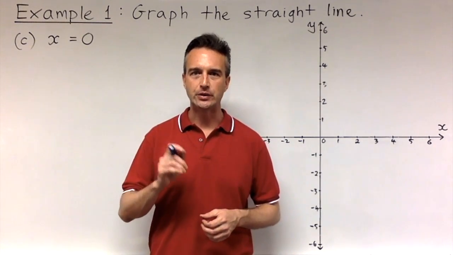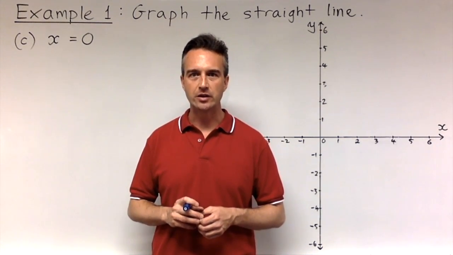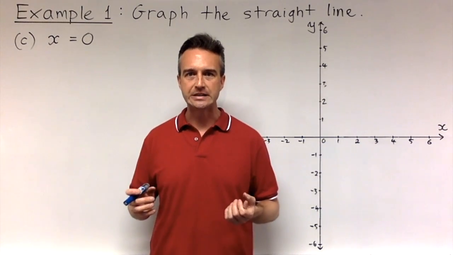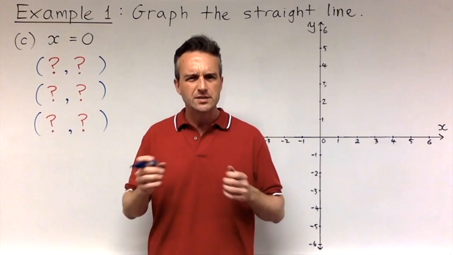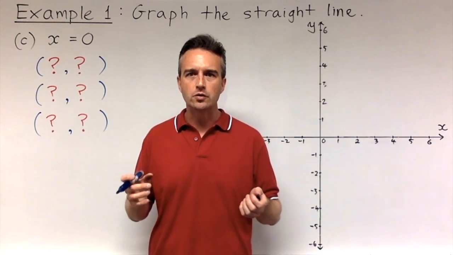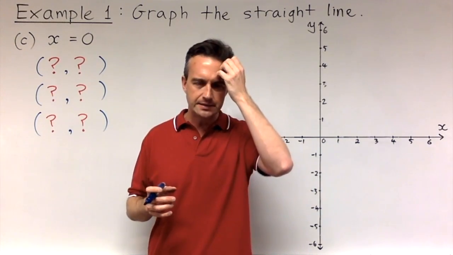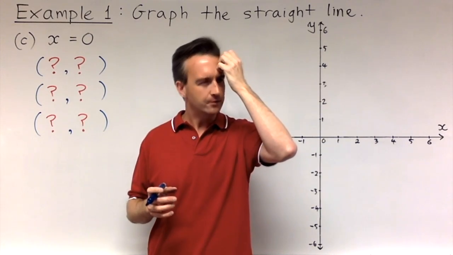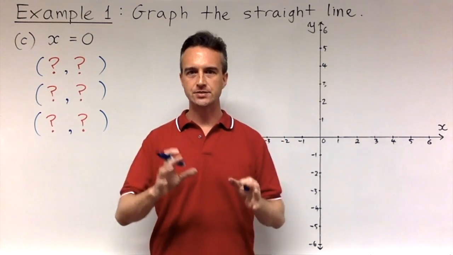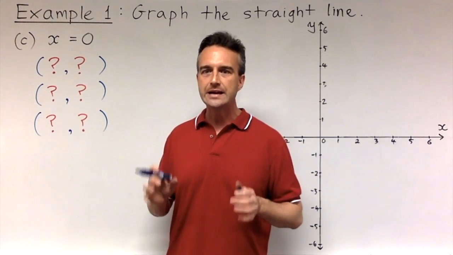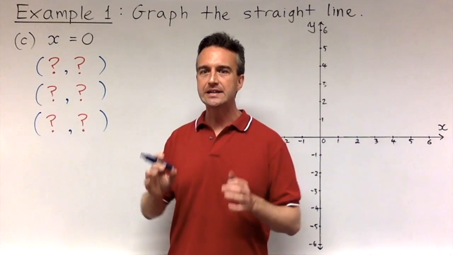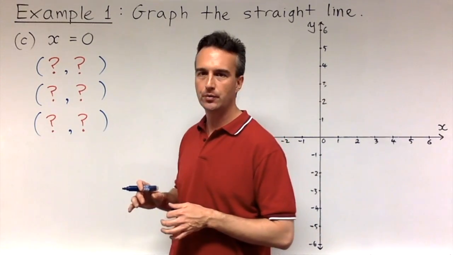This one's an interesting one. Let's graph the straight line given by the equation x equals 0. Let's find our 3 points as we've been doing. So is this going to be a vertical line or a horizontal line? X equals something, y equals something, I can't remember. It's okay. We're just going to use this strategy. You never have to panic. X equals 0, we're going to put all the x coordinate values as 0. Here we go.